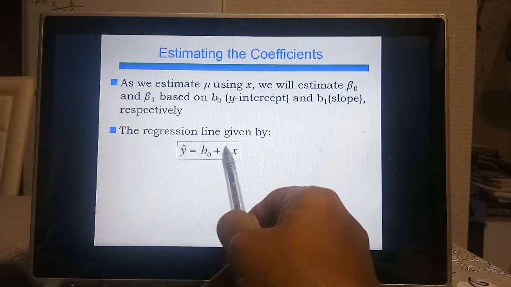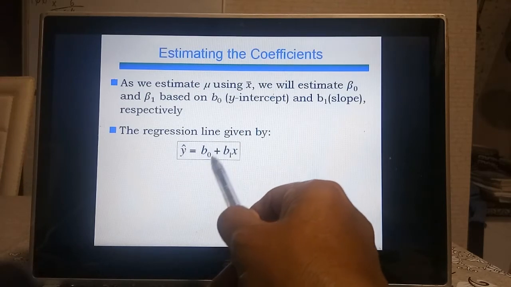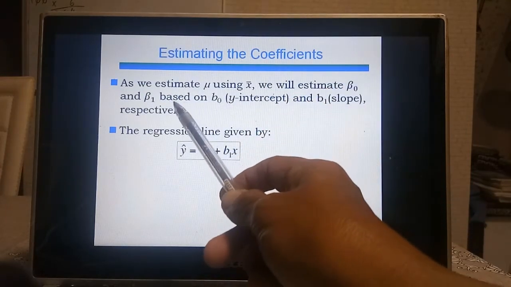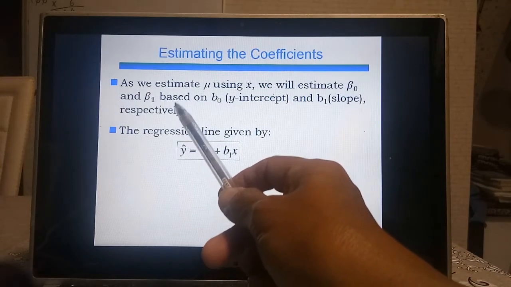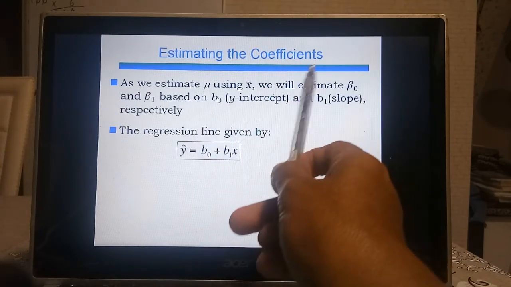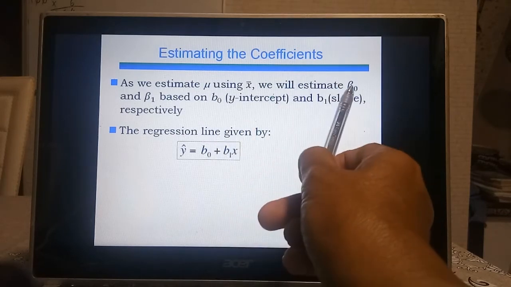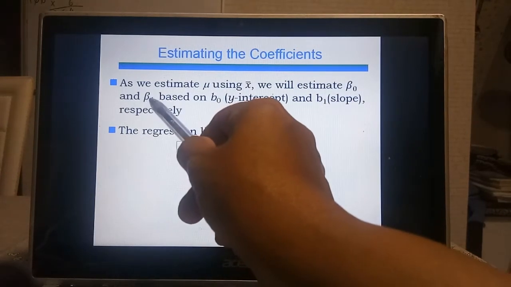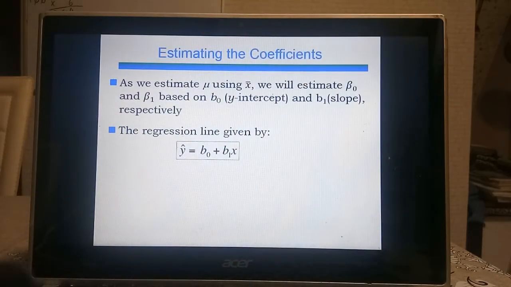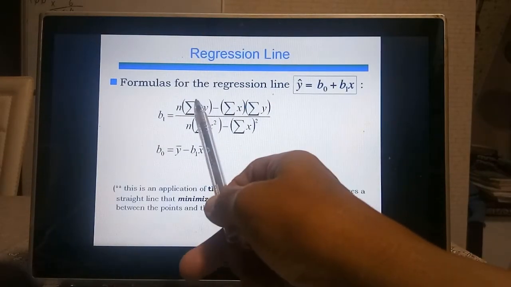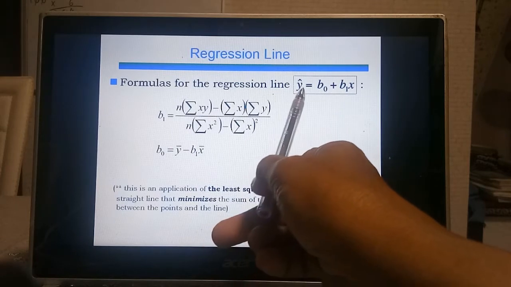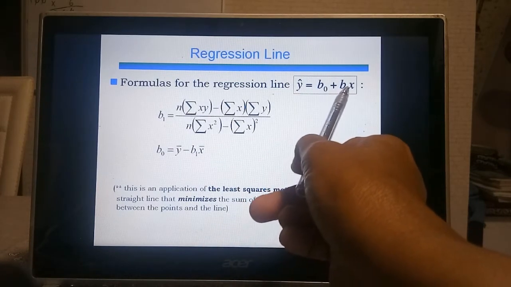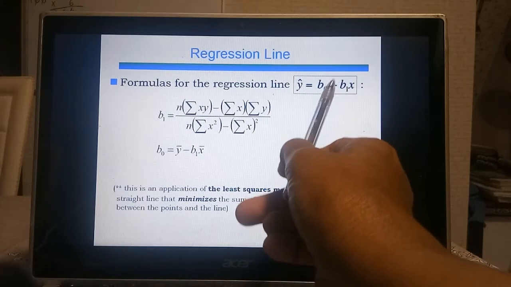Yang ni daripada coefficient estimation. Coefficient estimation ni kita gunakan untuk estimate daripada the right line yang mewakili kesemua data. Kita guna b0 untuk estimate beta 0. Kita guna b1 untuk estimate beta 1. So, kita akan gunakan formula untuk regression line b0 plus b1x. b0 dengan b1 ni berdasarkan pengiraan daripada data.